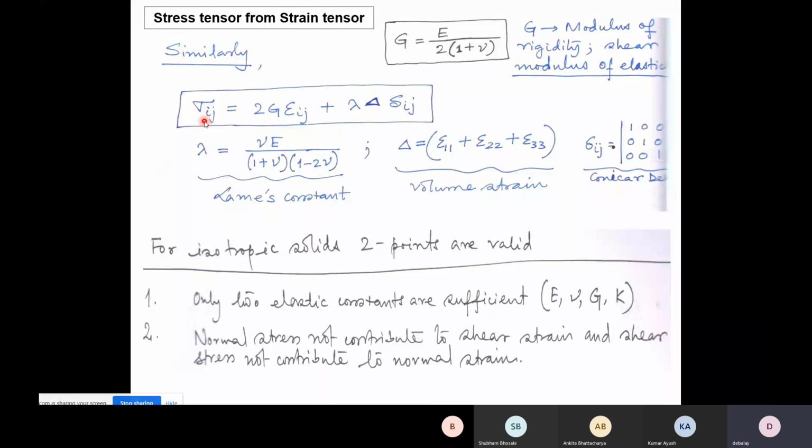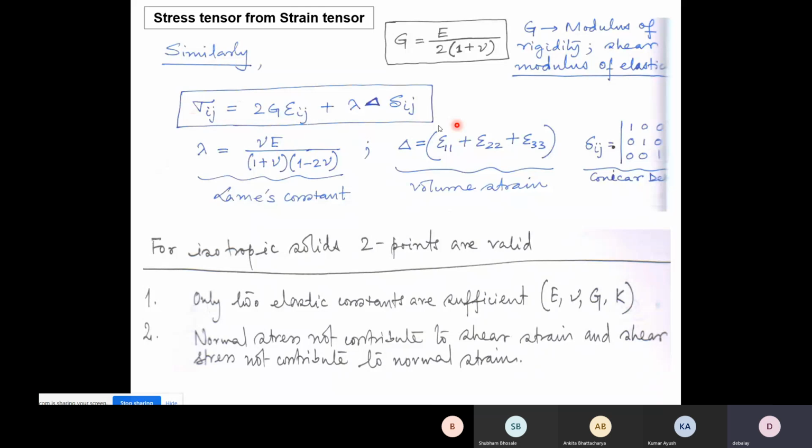Similarly, stress can be represented by strain. In the earlier constitutive equation, we are representing strain in terms of stress components: strain components in the left hand side, stress components in the right hand side. Similar thing we can do. We can take the stress component in the left hand side and strain components in the right hand side. If I give you the strain tensor, you can calculate the stress tensor values.